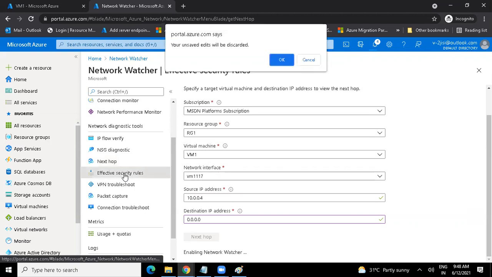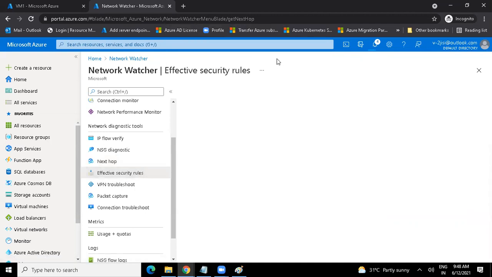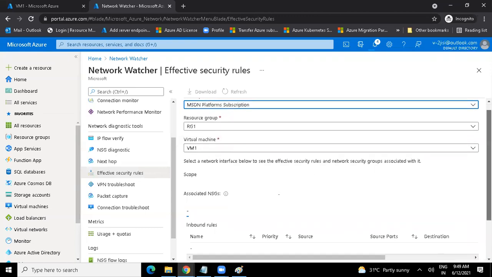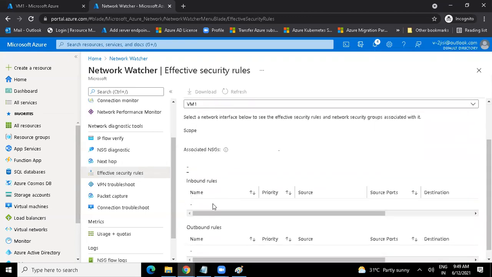Then we have something called effective security rules. What rules we have created in the NSG, what rules are effective can be checked from here. So maybe you're trying to check it for VM number 1 or for VM number 2. Have we associated any NSG with it? Have we got any rules with it? We would be able to check it from here.